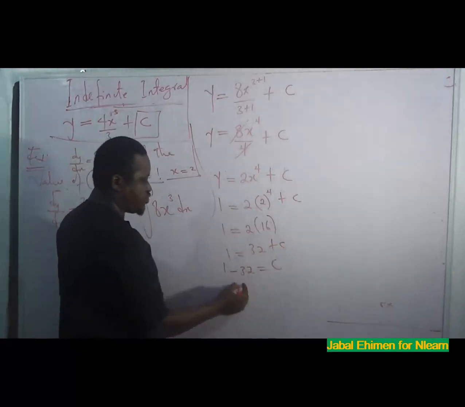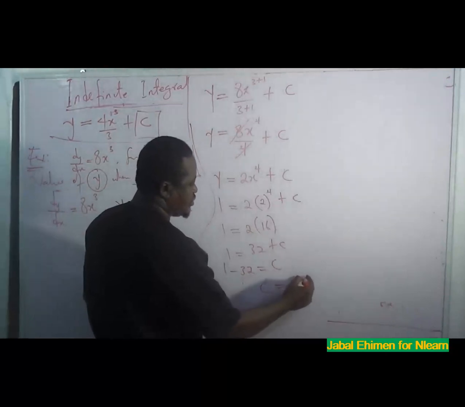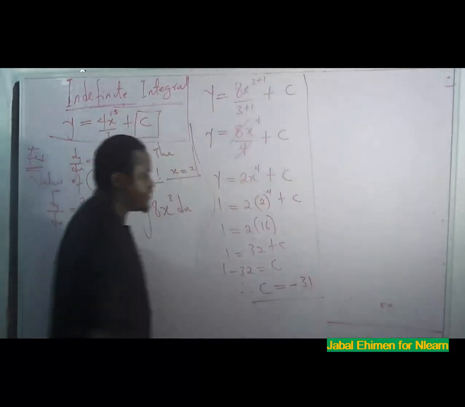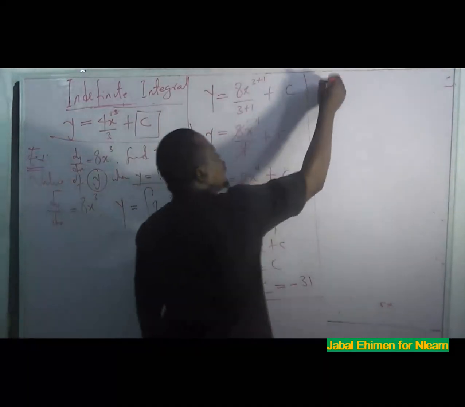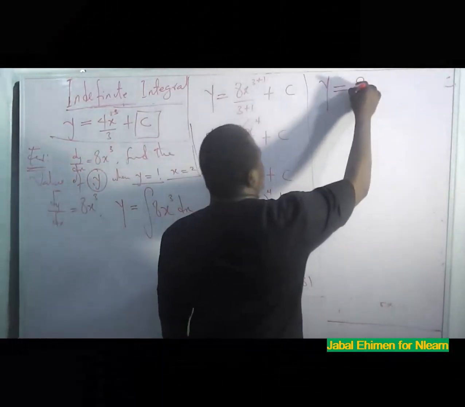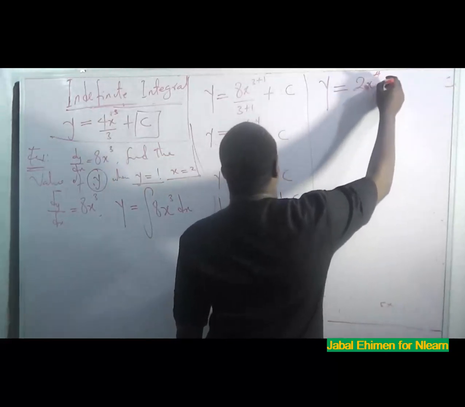See, so therefore, my value of c will give me minus 31. So anywhere I see the value of c now, it is minus 31. So therefore, my function equation becomes y is equal to, what's the value of that y again? It is 2x raised to the power 4, 2x raised to the power 4 plus c.